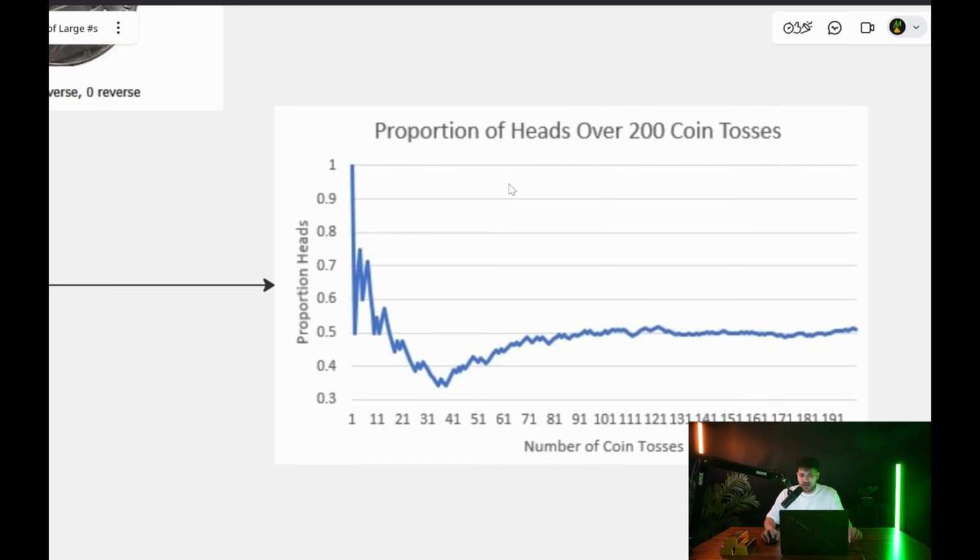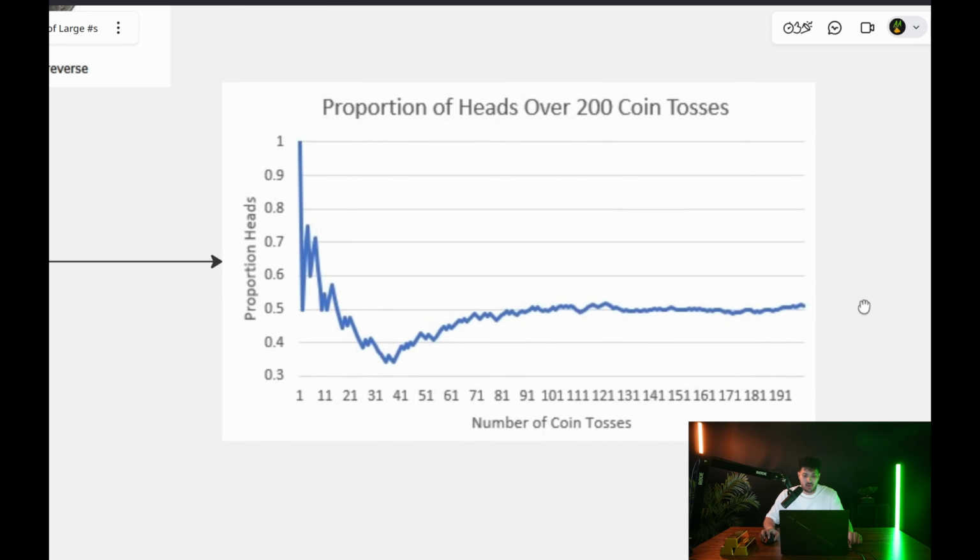What you're looking at right now is the proportion of heads over 200 coin tosses. On the x-axis, we have the number of coin tosses, and on the y-axis, we have the percentage of heads. The whole point is to show you how the math behind trading works when you take trades, when you're winning, when you're losing, when you're trying to pass your prop firm challenge, and how it works mathematically. Let's start with a little thought experiment.